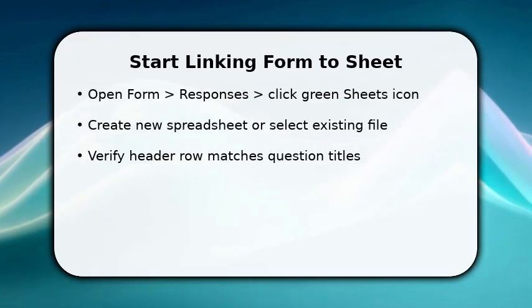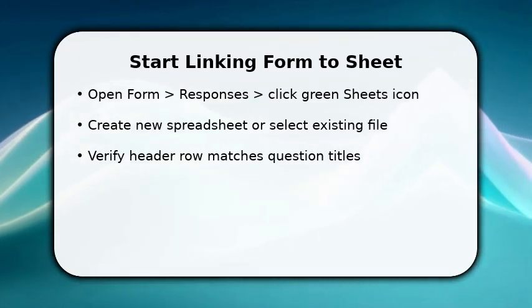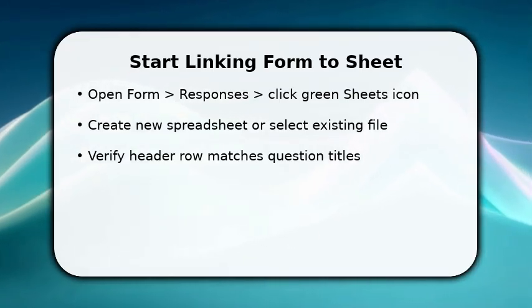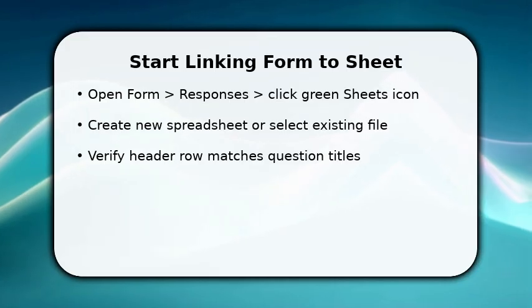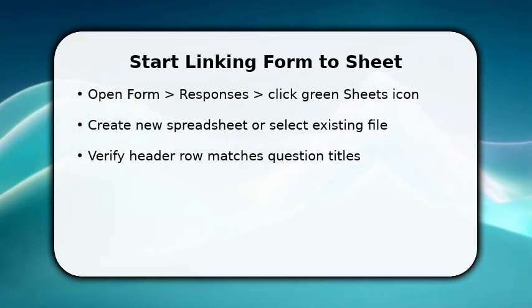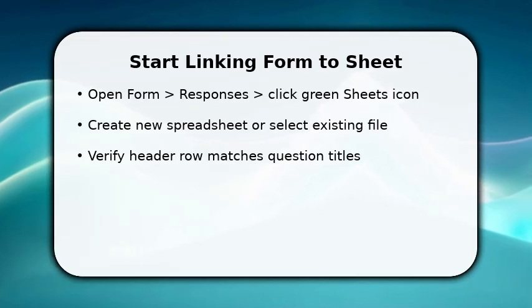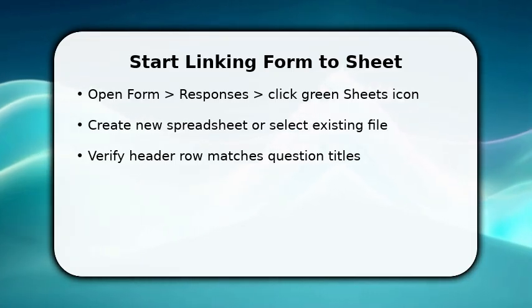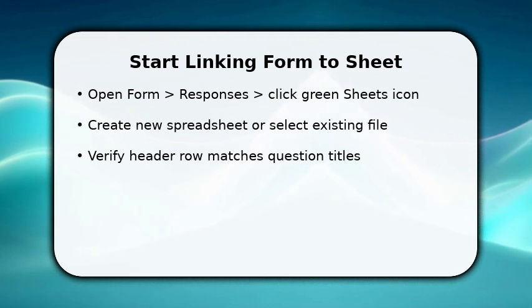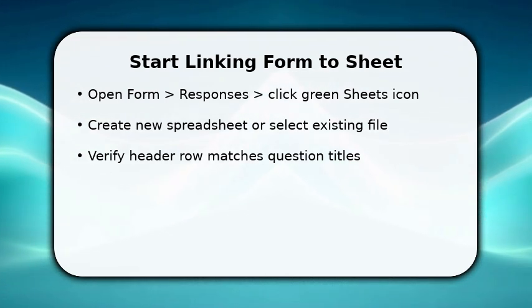Creating new is simplest. Once you click Create, Google Forms will establish the link and populate headers with question titles. Make sure your form questions use clear titles and avoid duplicates so columns align correctly. After the sheet appears, verify the first response row and save the spreadsheet in Drive for access.